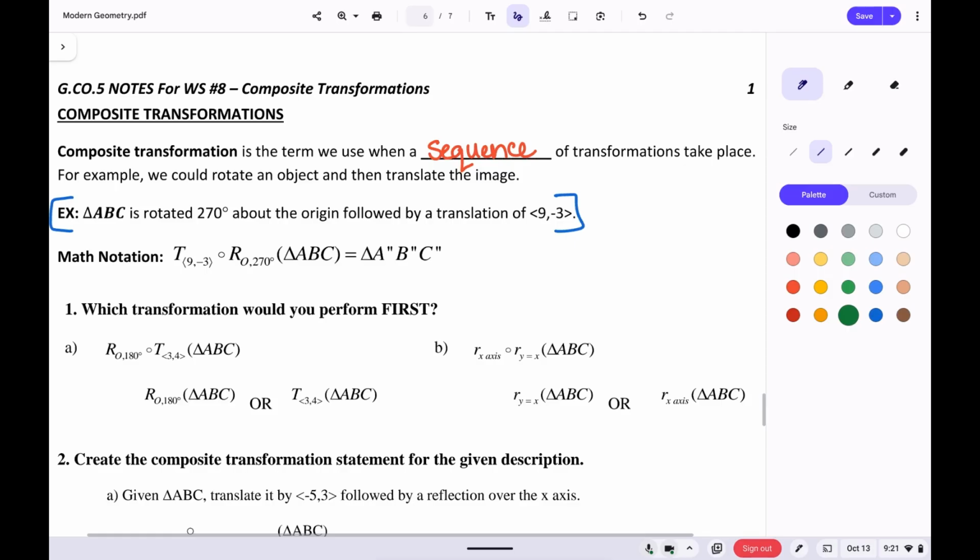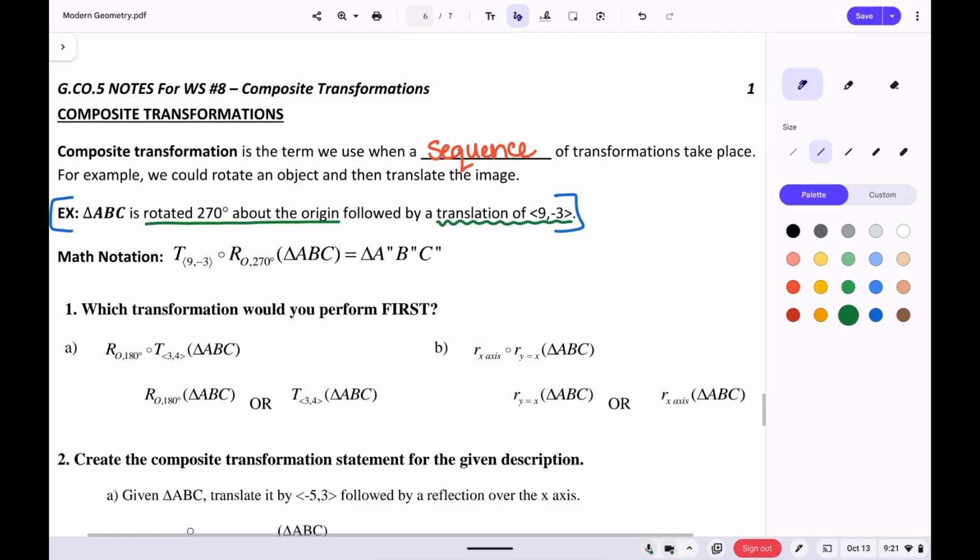It says it was rotated 270 degrees about the origin. I'm going to underline that because that's what happened first. So they did a rotation. They used the origin as their center of rotation. That's what it means when they say about origin. They're telling you the point that they used for the center. And then they did 270 degrees. Then it goes on to say followed by a translation with the vector 9, -3. So that's the second thing that we did to it. We started by doing the rotation and followed it up with a translation.